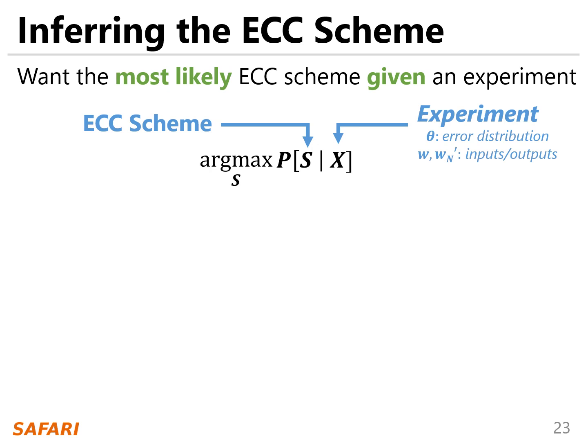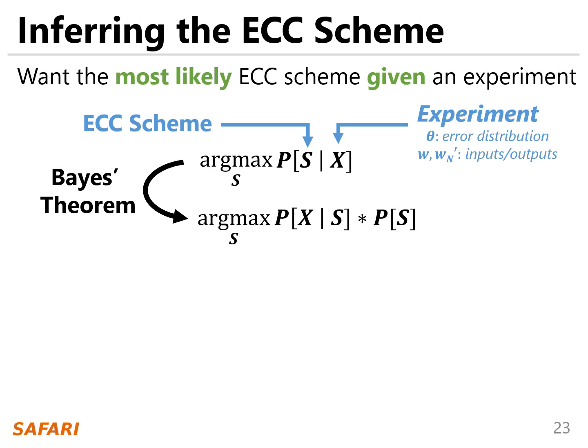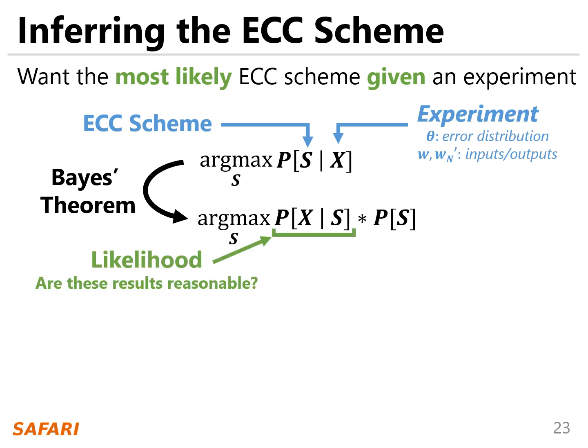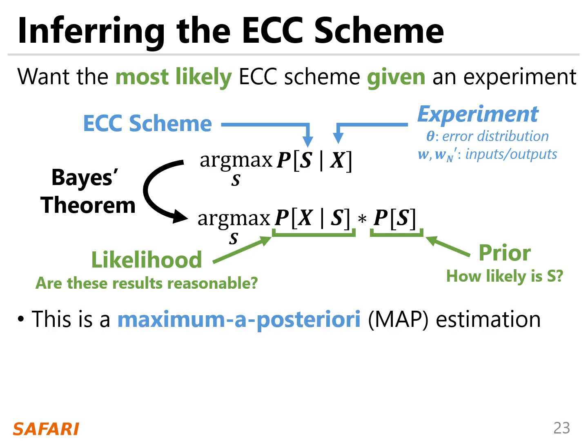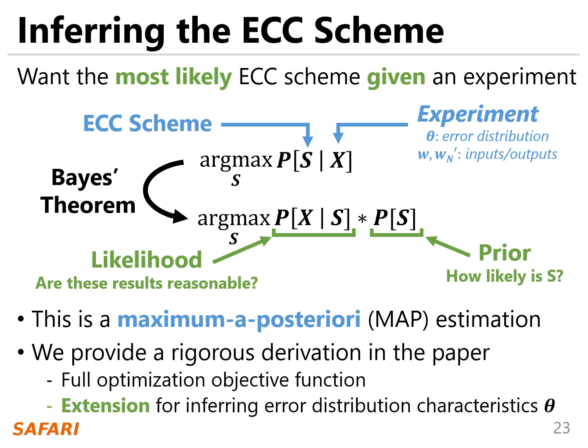Unfortunately, it's not very easy to experimentally measure this quantity for many different ECC schemes because we only have a device with one specific ECC scheme available to us. So we can apply Bayes' theorem to flip this probability around. And so now we have an equation consisting of 2 different terms. The first term is called the likelihood distribution, and it asks the question, are these experimental results reasonable given a particular ECC scheme? And the second part is called the prior distribution, which asks the question, how likely is this ECC scheme in the first place? So this is called a maximum a posteriori, or MAP, estimation problem. And in the paper, we provide a rigorous derivation of this formula, and we provide the full optimization objective function that we use.